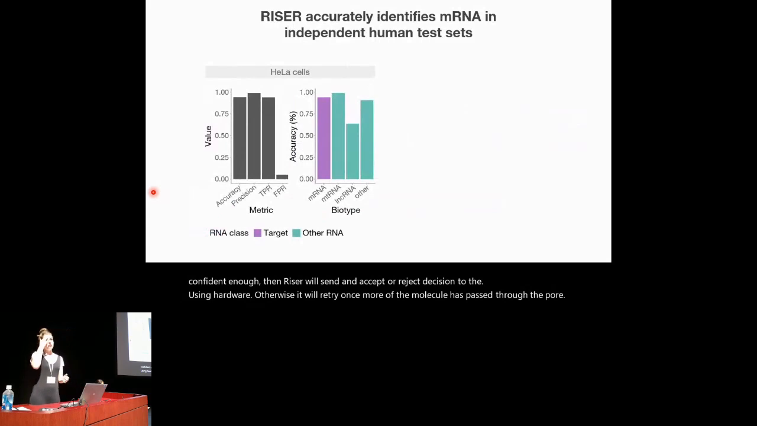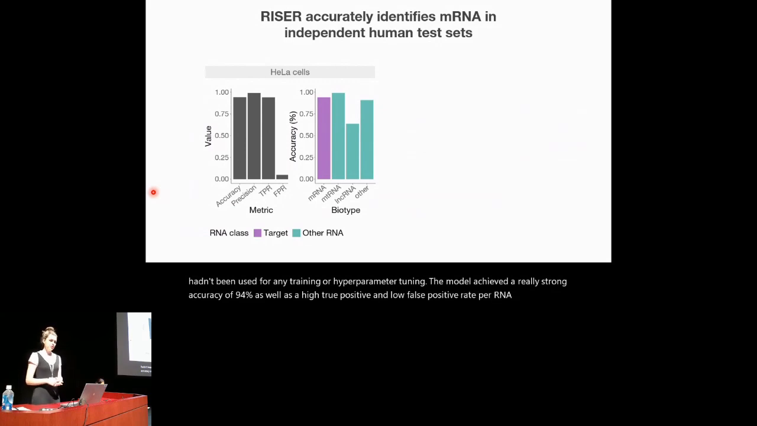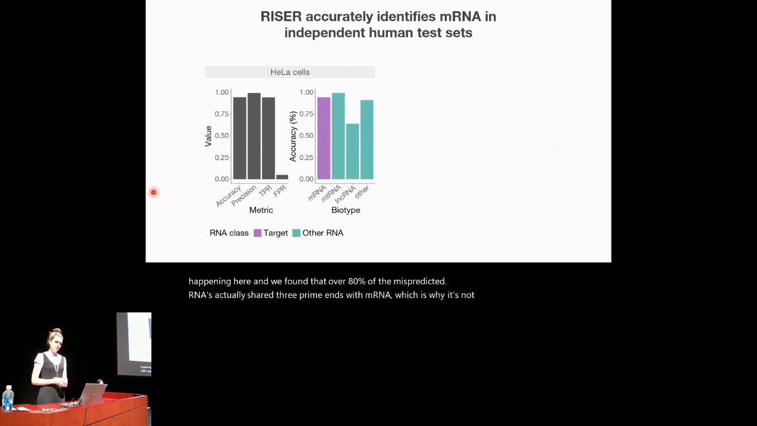We tested the generalizability of the model using an independent data set from a cell line that hadn't been used for any training or hyperparameter tuning. The model achieved a really strong accuracy of 94%, as well as a high true positive and low false positive rate. Per RNA biotype, the accuracy was also over 95% for all biotypes except lincRNAs. We looked into what was happening here, and we found that over 80% of the mispredicted lincRNAs actually shared 3' ends with mRNA, which is why it's not possible to discriminate them.